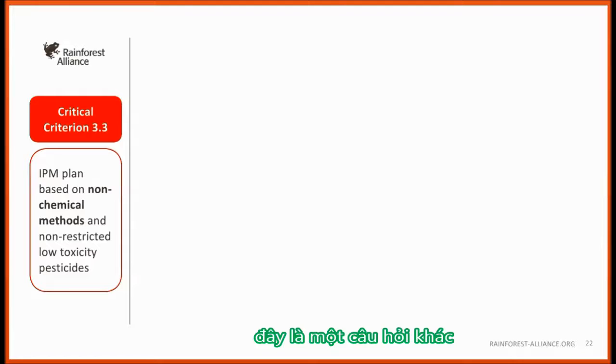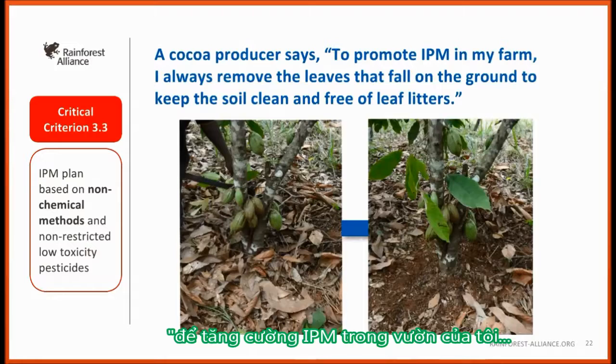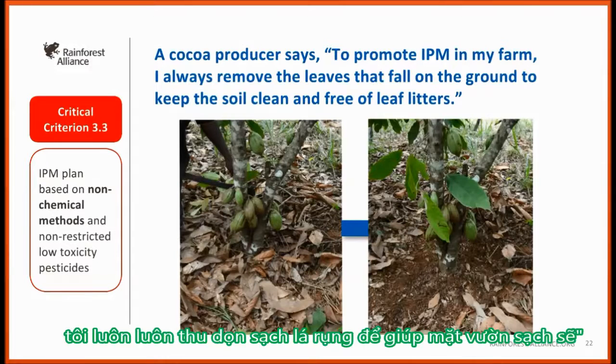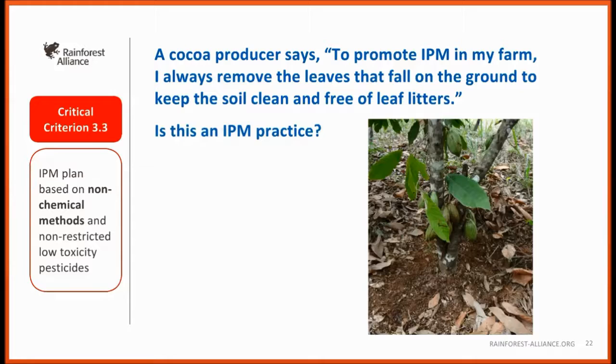Here is another quiz. A cocoa producer says, "To promote IPM in my farm, I always remove the leaves that fall on the ground to keep the soil clean and free of leaf litter." Is this an IPM practice?